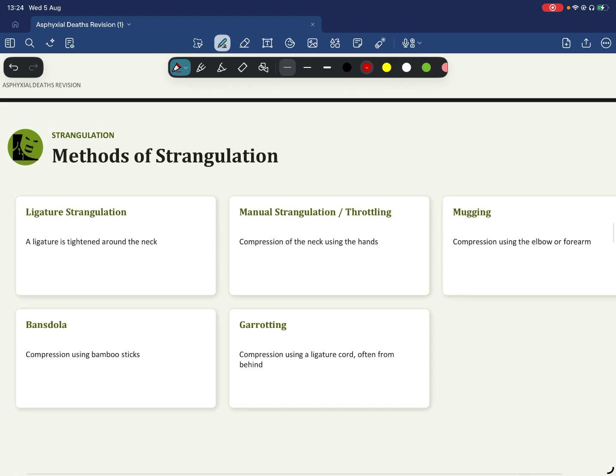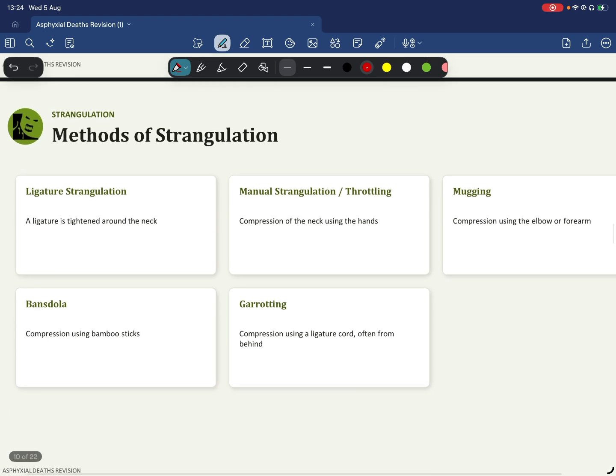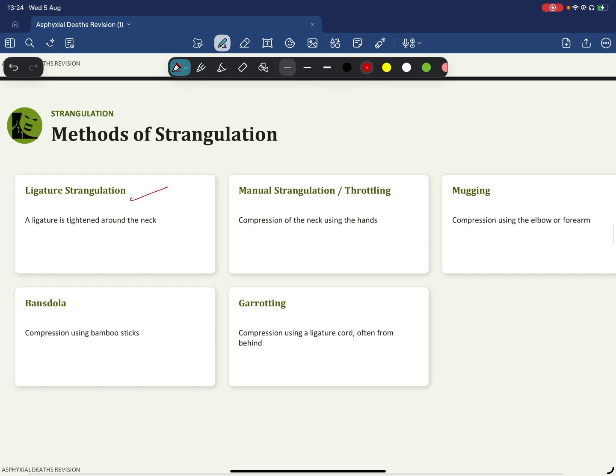Strangulation. Methods of strangulation: we have ligature strangulation, where a ligature is tightened around the neck. Manual strangulation or throttling is compression of the neck using the hands. Mugging is compression using the bend of the elbow or the forearm. Bansdola is compression of the neck using bamboo sticks. And garrotting is compression using a ligature cord, often from behind.